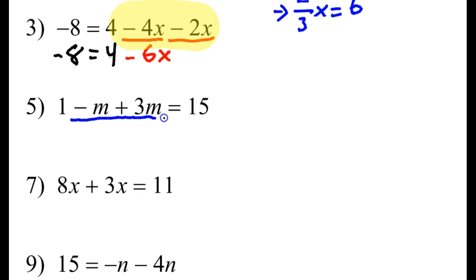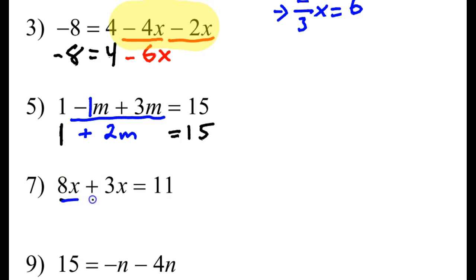I'm going to underline what we're combining. What would this equal? What is 3m minus m? Now keep in mind this is a 1. So 3m minus 1m would be 2m. And they're on the same side. I'm not subtracting 3m. I'm not adding 1m. I'm just doing negative 1 plus 3, or 3 minus 1. All right, so just continue on.